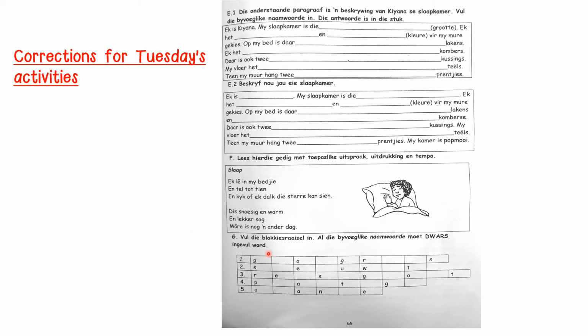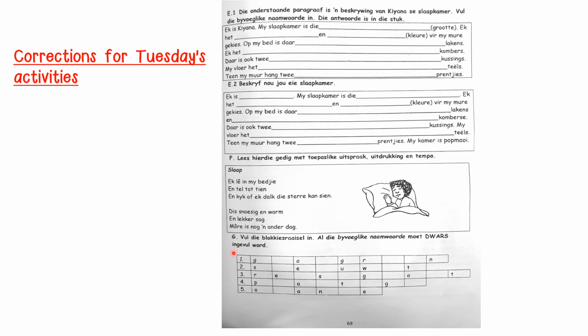So you will practice reading this poem on your own. You can stand in front of a mirror and practice, or you can ask someone to video you. This way you will better your pronunciation and reading in Afrikaans. Now let's look at question G.